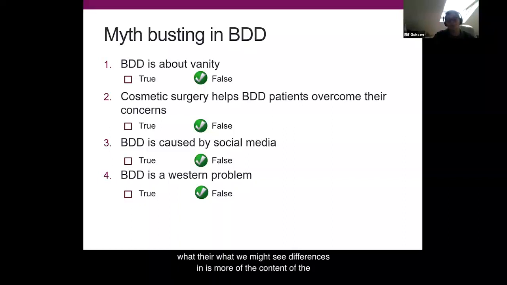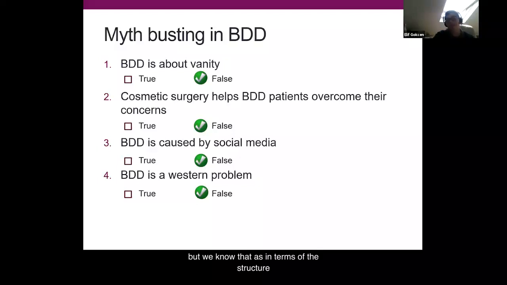What we might see differences in is more of the content of those worries, and that might be more based on the social norms of a particular culture. So you might find that in some cultures, worrying about your skin or the shape or size of your eyes might be more common than others, for instance. But in terms of the structure of BDD and the key symptoms, it's the same across the world.